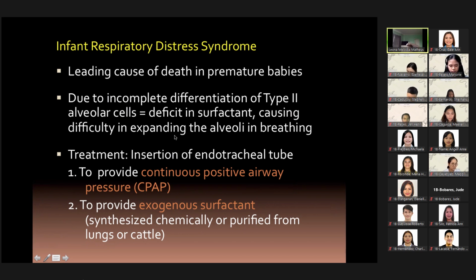And so what is the treatment? We usually insert an endotracheal tube where we can provide what we call continuous positive airway pressure, or CPAP, or we may also provide exogenous surfactant, which are either synthesized chemically or purified from lungs of cattle. Yun, pwede naman palang makagawa ng exogenous surfactant. Okay? So that is the common cause for your infant respiratory distress syndrome and a deficient surfactant in your type 2 alveolar cells.